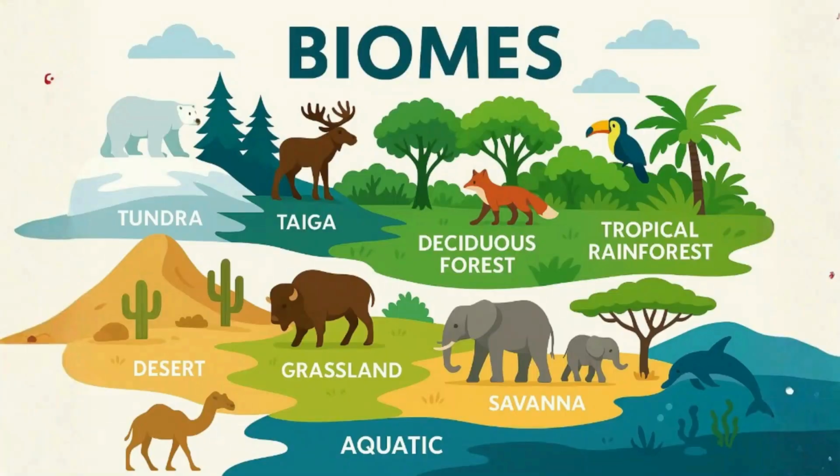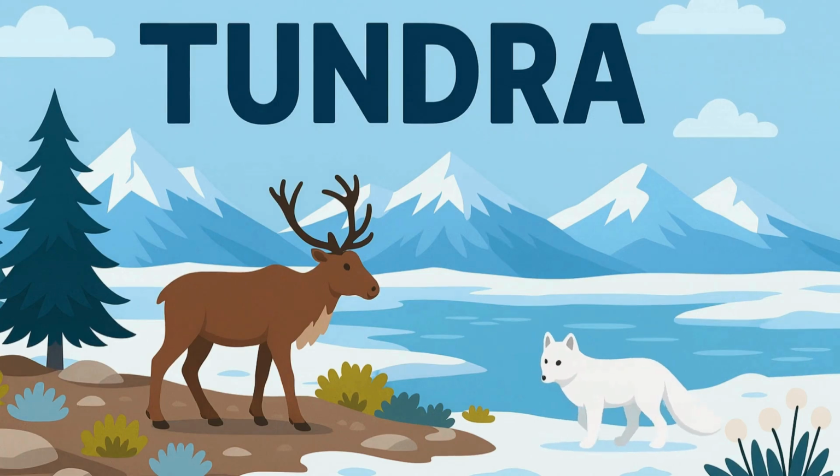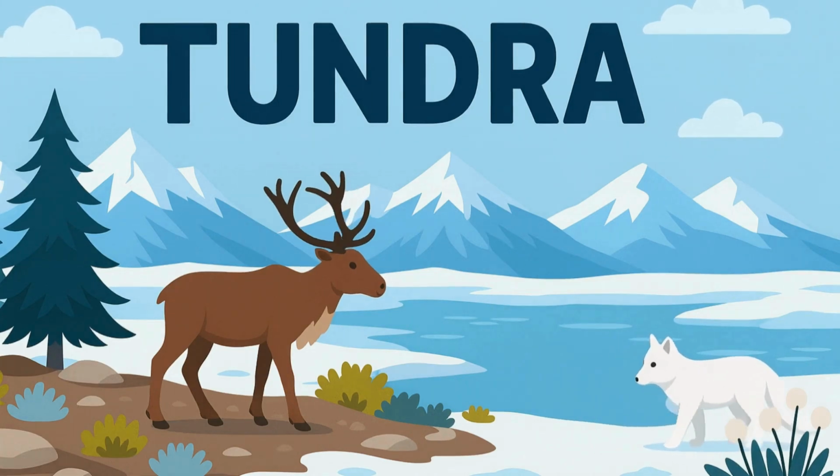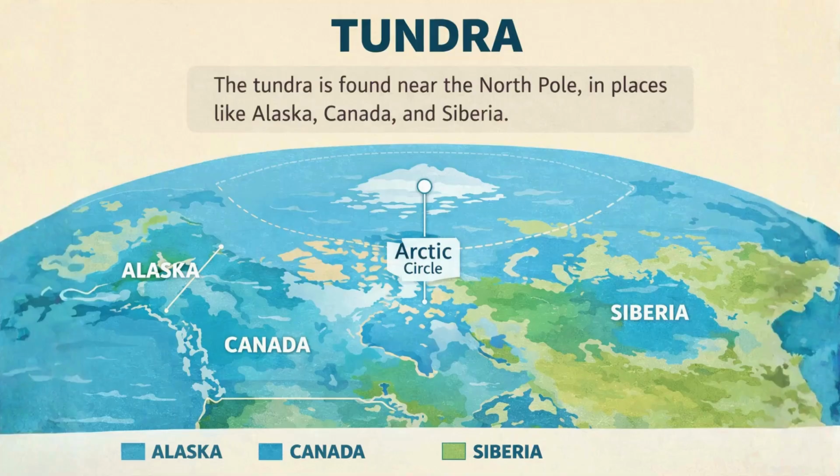Now that we've traveled the world with Nestor and Terra, let's slow down and understand what they discovered. We're going to explore each biome, one by one, where it is found, what it's like, and which plants and animals live there. The tundra is found near the North Pole, in places like Alaska, Canada, and Siberia.